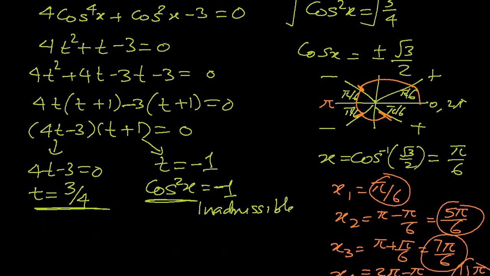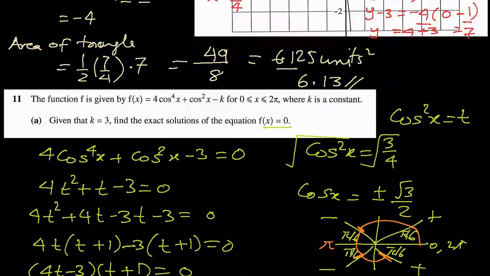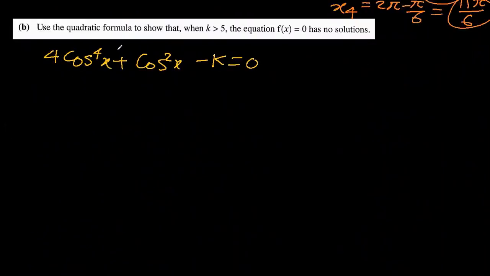Use the quadratic formula to show that k is greater than 5, the equation f(x) equal to 0 has no solution, where f(x) is 4 cos to the power 4x plus cos square x minus k equal to 0. So let's see if I've written the right one. Okay, that is correct. Now, if we use the quadratic formula, we first look at the discriminant, and we want no solutions.